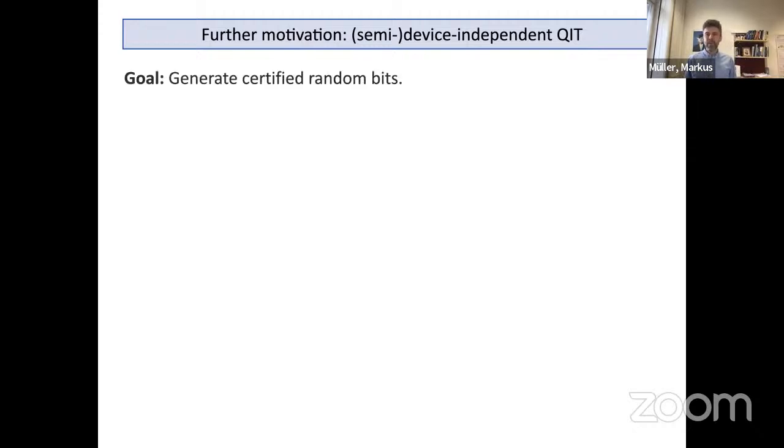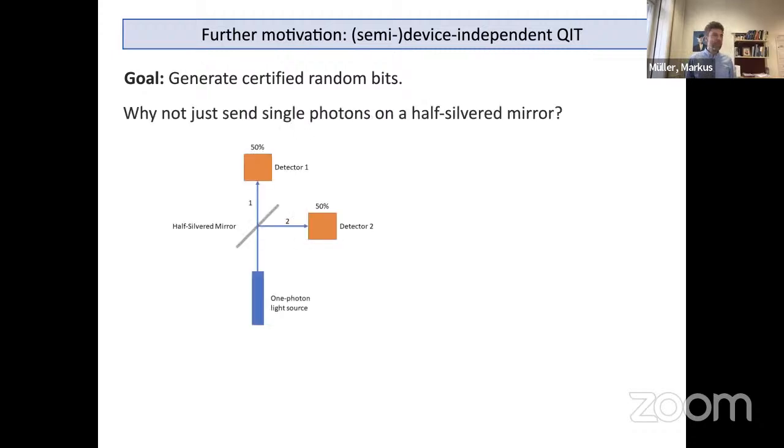For those of you who don't know that, if you know that already, you can sleep now for 5 minutes. But for those who haven't seen that, just suppose you want to generate some certified random bits. Bits that are unpredictable and that you also don't want anybody else to predict. Well, certainly I have quantum theory, so why not just send single photons on a half-silvered mirror? I send a photon, it's either reflected or transmitted. So it's 50-50 unpredictable, so I get random bits.